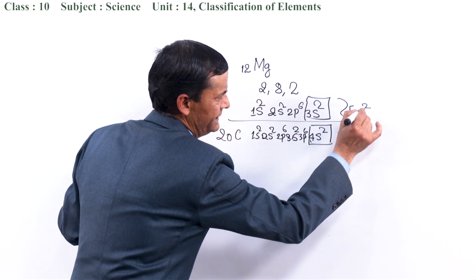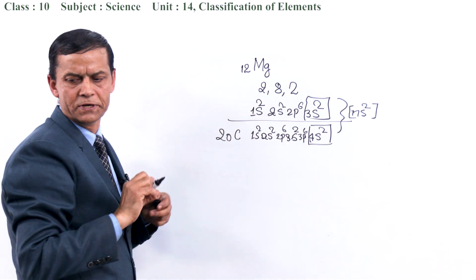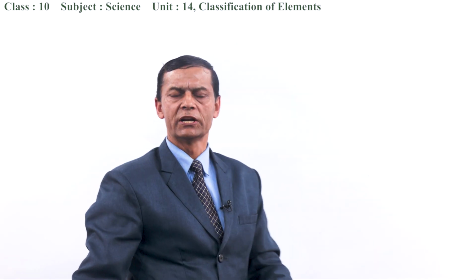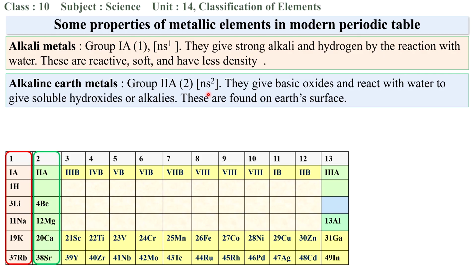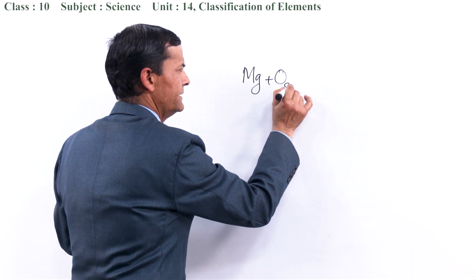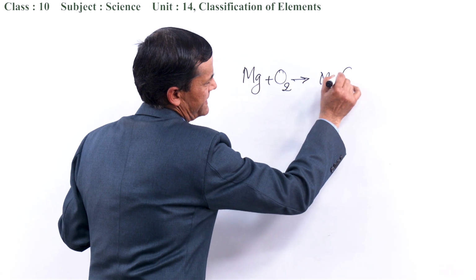ns2 is the subshell electronic configuration of alkaline earth metals, which belong to group II or group 2 in the modern periodic table, isn't it? And they give basic oxides. Suppose magnesium plus oxygen, what does it give? Magnesium oxide. And this magnesium oxide, when dissolved in water, gives magnesium hydroxide. Remember, magnesium plus oxygen gives magnesium oxide.